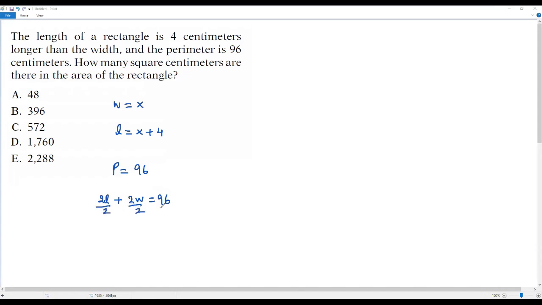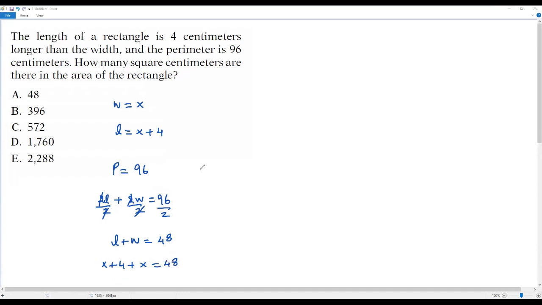Let me do it. Then this 2 will cancel out. Here 2 will cancel out. We have L + W equals, when I divide 96 by 2, I am getting 48. Now let's plug in this x for W and x + 4 for L. Then we get x + 4 + x equals 48.